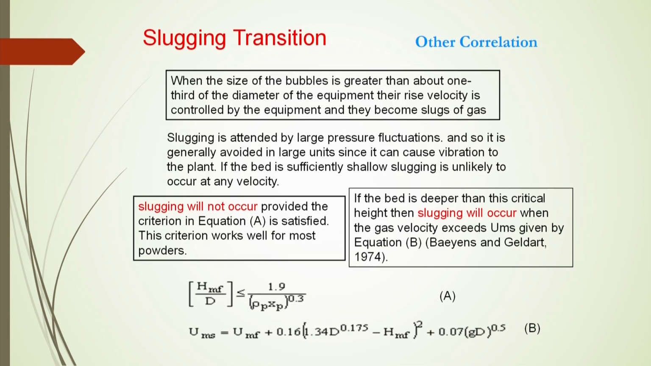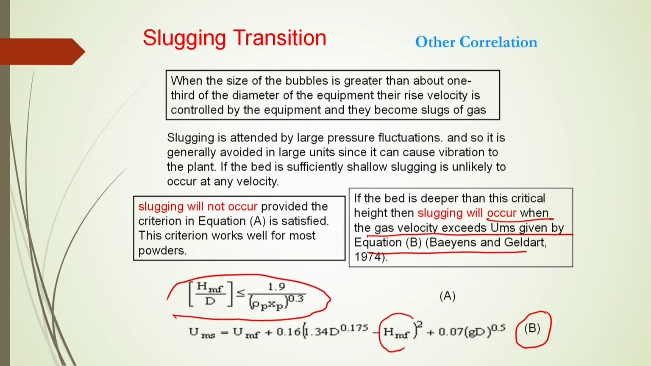Now, this is the condition from which you can get the slugging transition. If the bed is deeper than this critical height, then the slugging will occur when the gas velocity exceeds UMS given by equation B here. This is your minimum height of the fluidized bed. Slugging will not occur provided the criteria in equation A is satisfied.